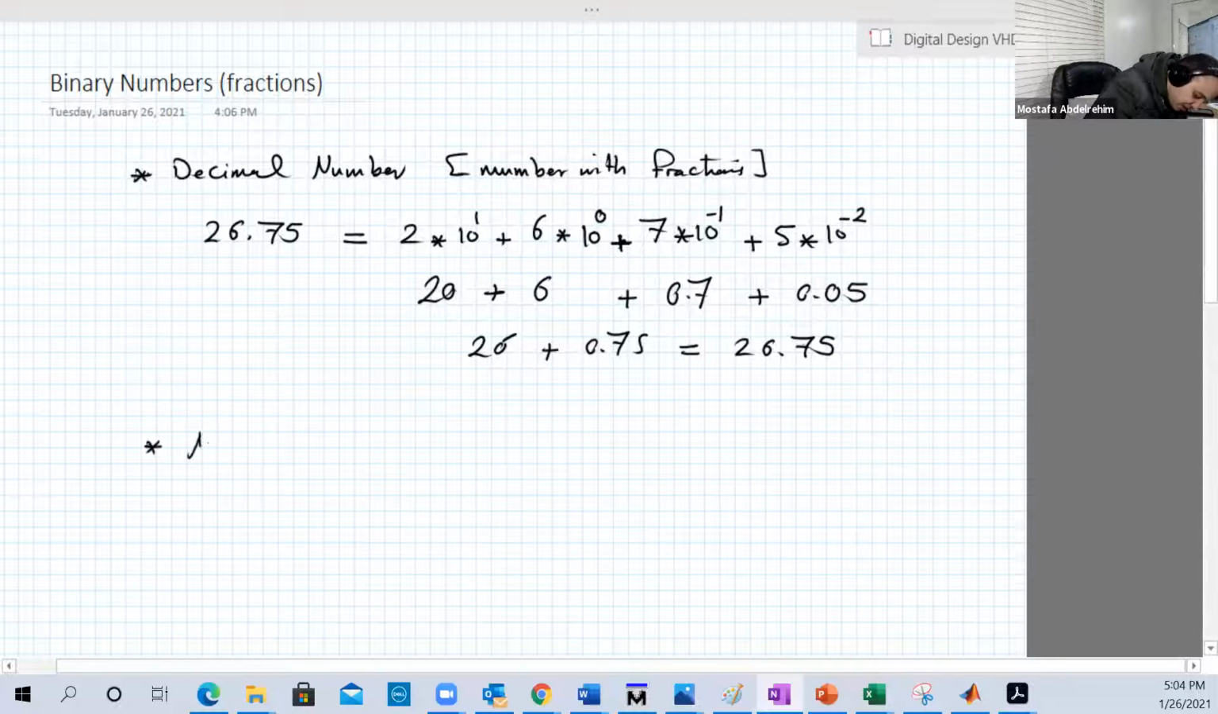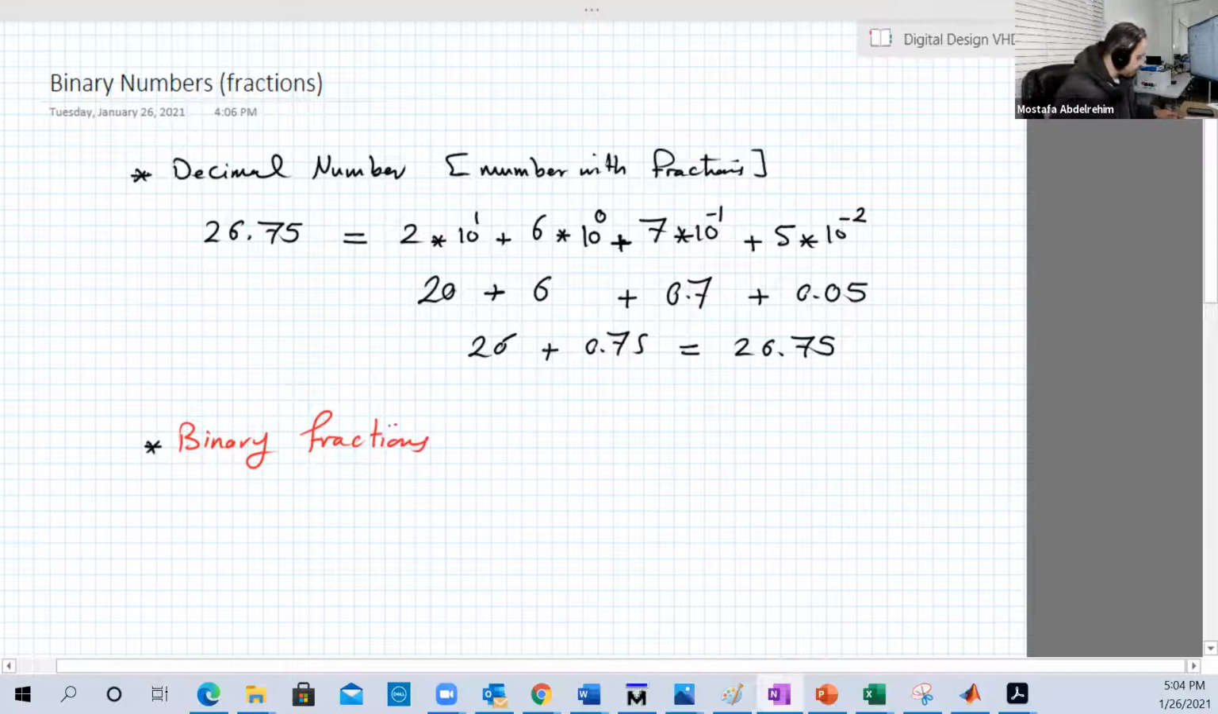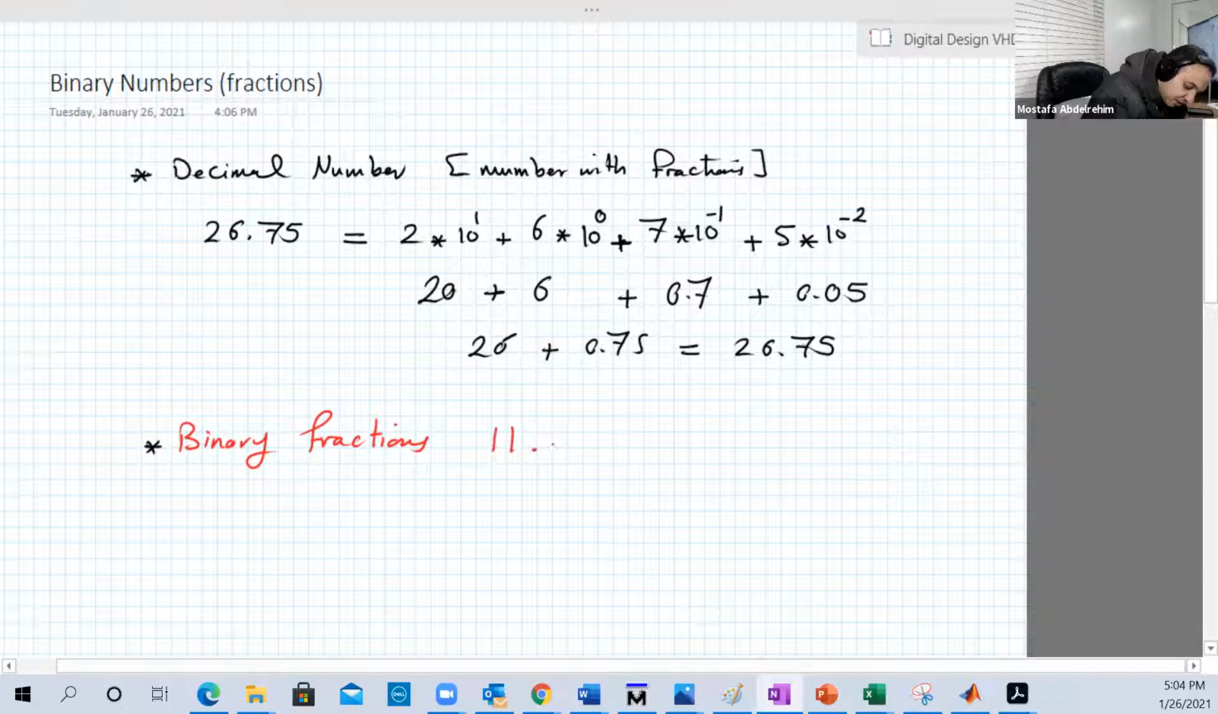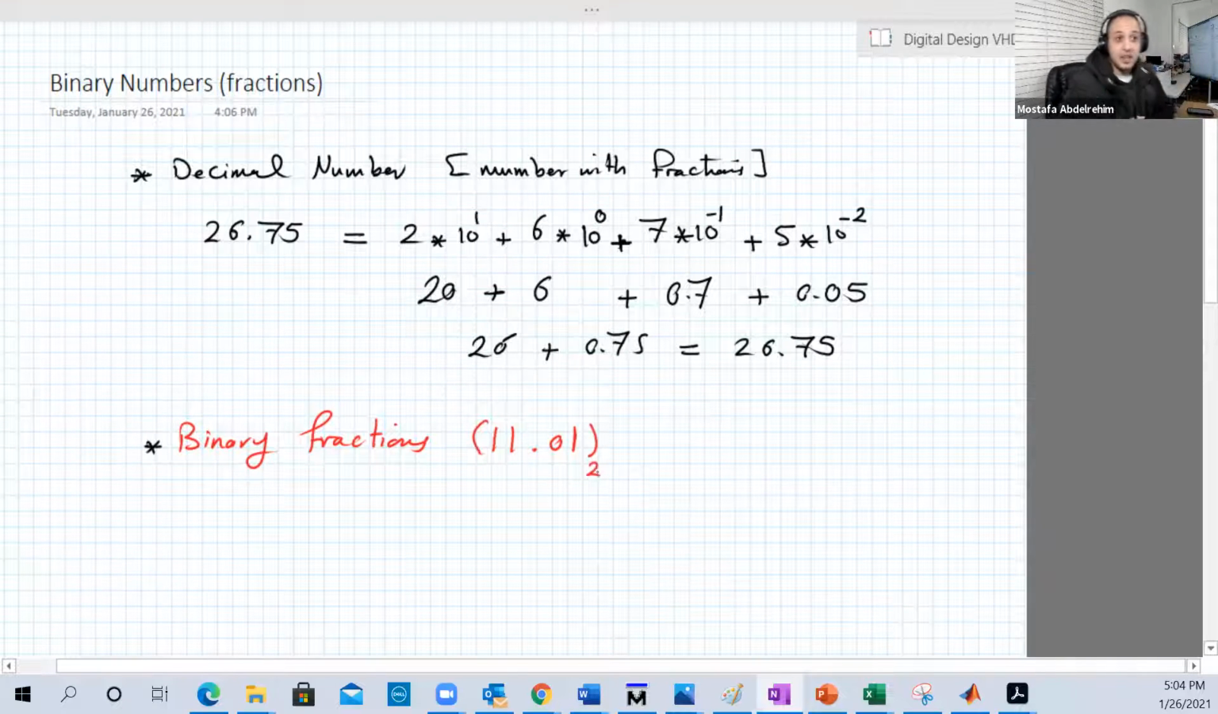We're going to do exactly the same in binary numbers. So let's have another color. Binary fractions, or binary numbers with fractions. Let's have an example, this number, 11.01. Let's convert it. So this is a binary number, and let's convert it to decimal. What are we going to do? Here is the decimal point.